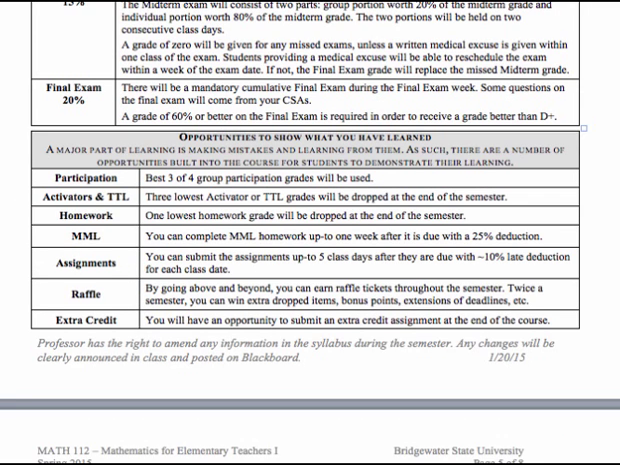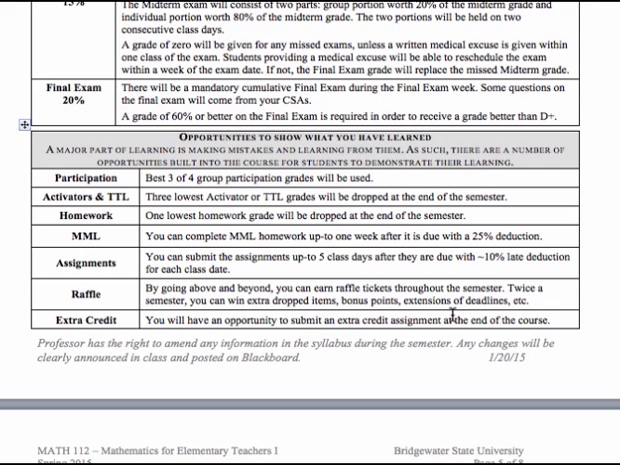Now, everybody succeeds and excels in different parts and different kinds of work. So I always want to give opportunities for you to show me that you have learned in many different ways. So I always give opportunities for everybody to mess up once or twice in the semester and still come out with a good grade and to have shown me that you have learned.